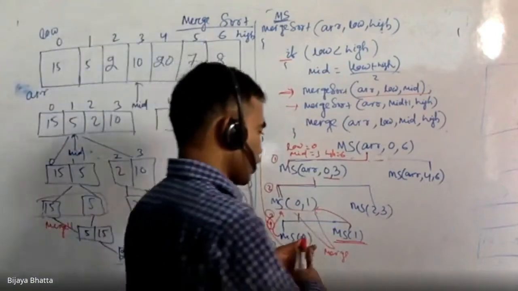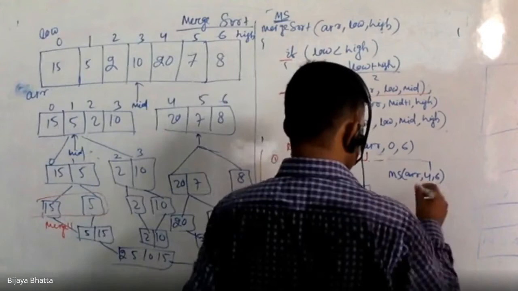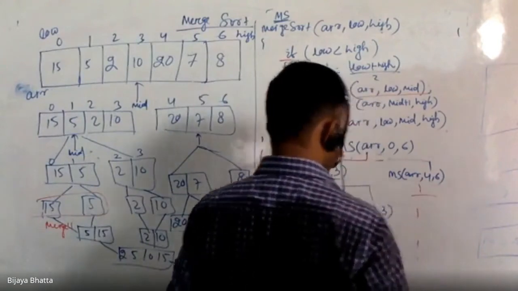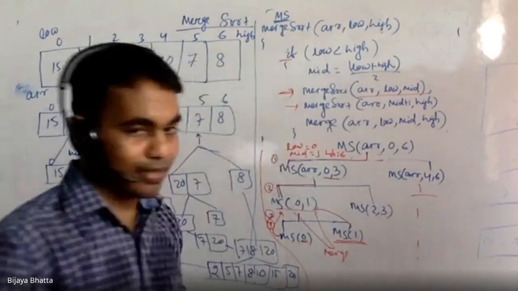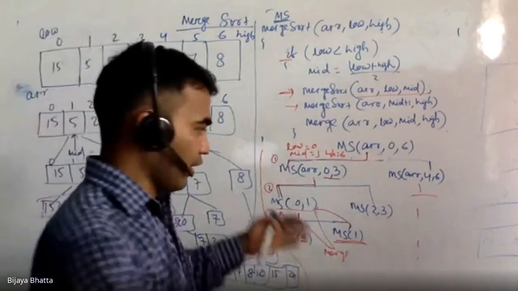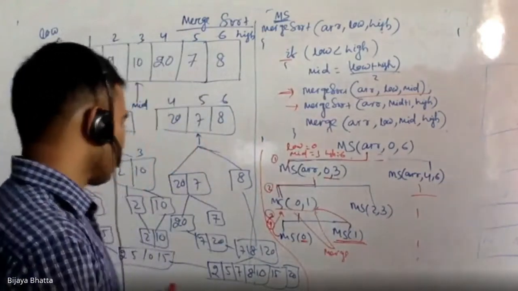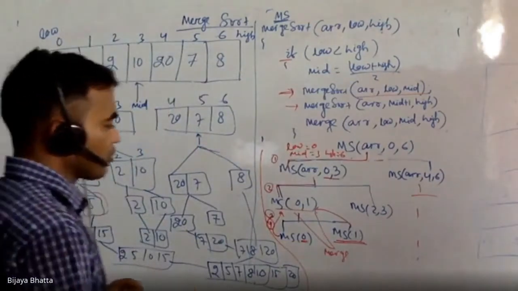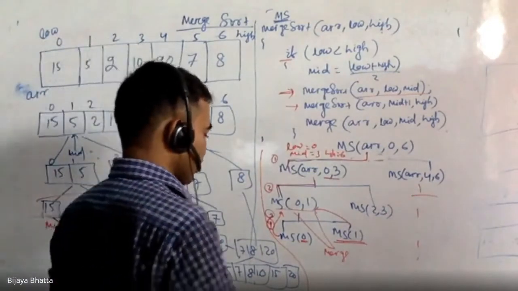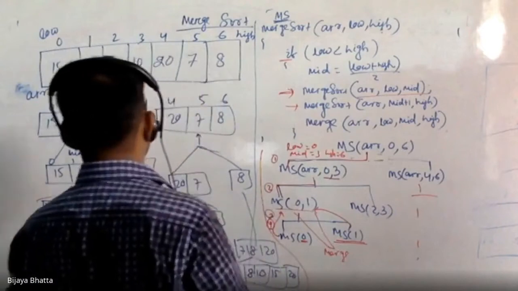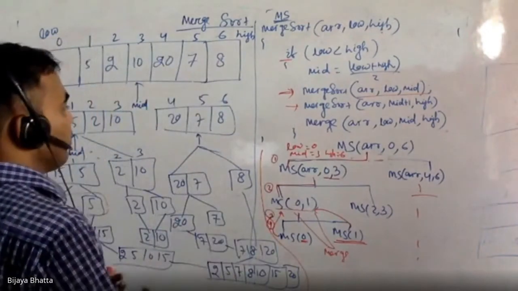Similarly, you can expand these things, right? Same principle you can apply and expand, keep on expanding. So this one you can take as a homework, or you can take a big sheet and just try to draw, so that you will be able to figure out which function call is getting called, right? So this is where you will draw. So this is the basic idea of the merge sort, right?